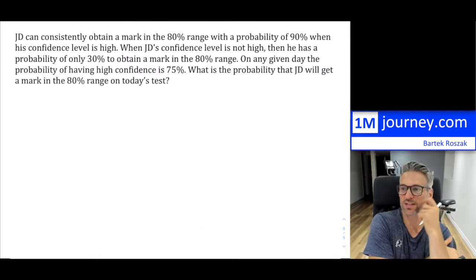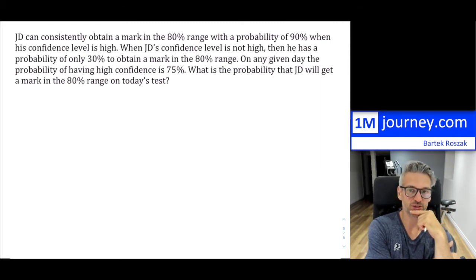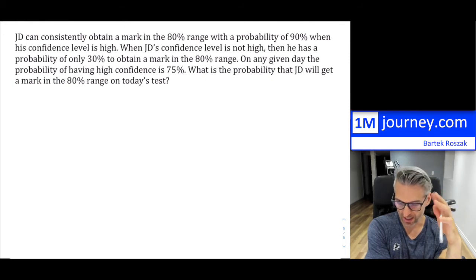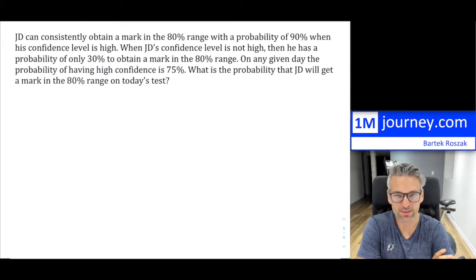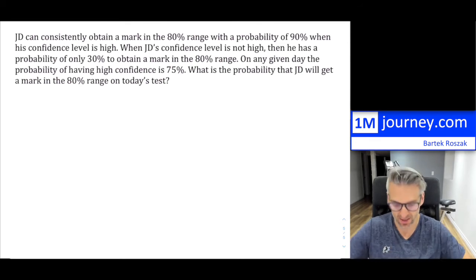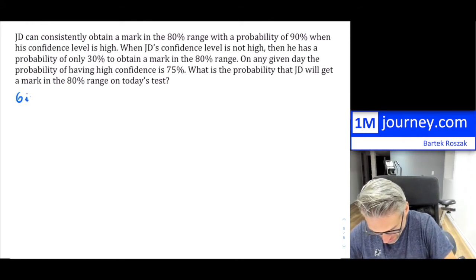All right, so this is another probability example that we're going to try. It does use conditional probabilities, and it's also about independent events, so it is a combination of the two which we can utilize to solve this problem. It says JD can consistently obtain a mark in the 80% range with a probability of 90% when his confidence level is high. Okay, so let's write down these givens.